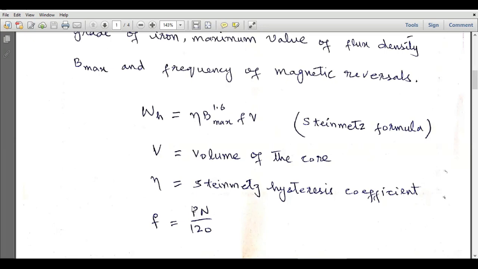Here P is the number of poles in the DC generator and N is the RPM of the DC generator, and this is 120. So this is the frequency of the magnetic reversals, and it directly depends on the speed of rotation of the armature core in the magnetic flux. In AC machines, that F was equal to the frequency of the AC supply, but since we are discussing DC machines, the frequency of the input supply will be equal to zero. But for calculating the hysteresis loss, the frequency used is that of the magnetic reversal, and it will be calculated by this expression.